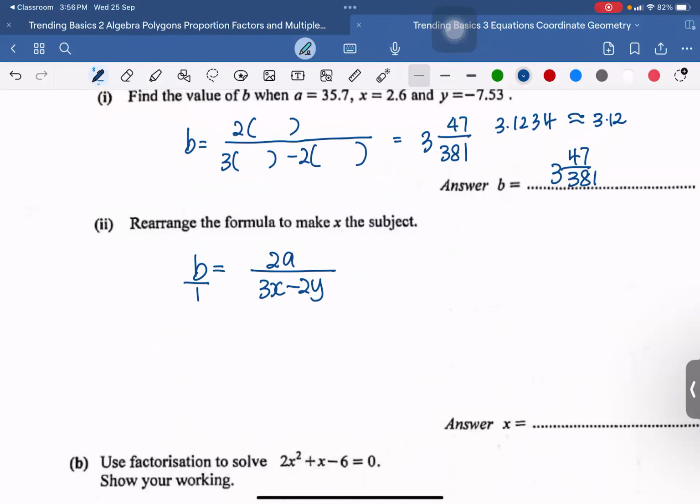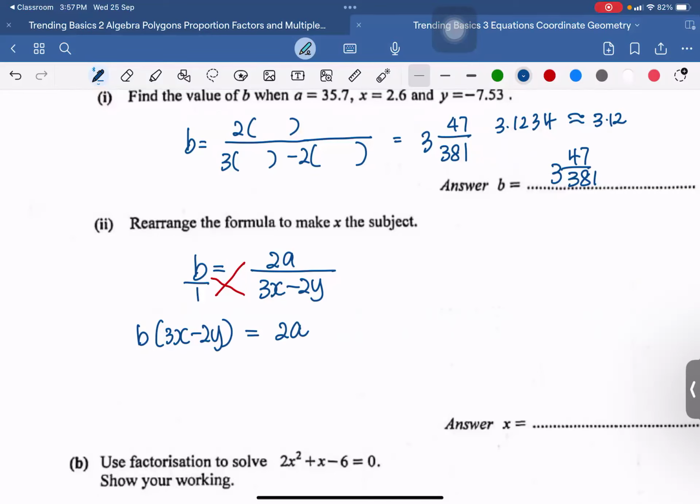First step. You switch the b to the 3x minus 2y. You mean cross multiply, is it? Yeah. Okay. Then where's the equal sign? Then where would I write the equal sign? In the middle. In the middle. Then 2. Okay. Then next step.